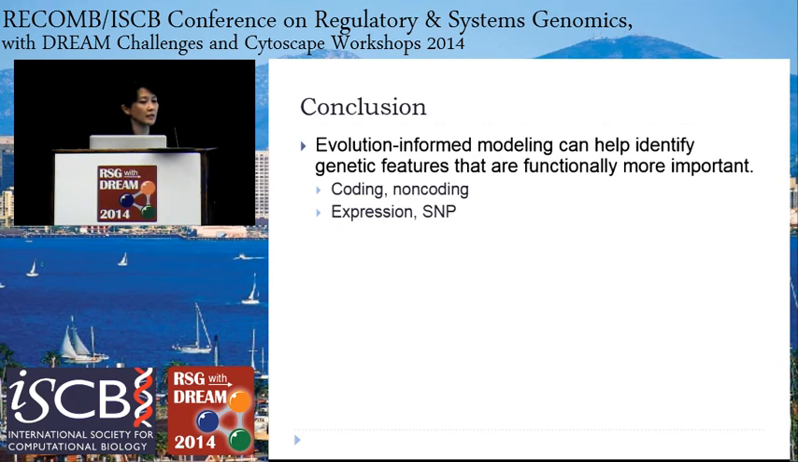We can do position by position evolutionary weighting on all kinds of genetic information. We can compute protein coding positions and non-coding positions. We can also code for regulatory elements. So we became very excited after this challenge to find out, at least for coding and expression data with this particular data set, evolution information really helps.